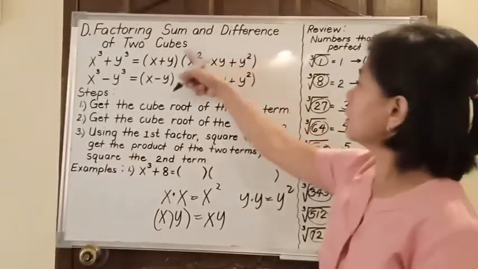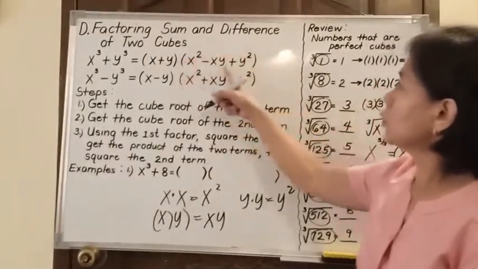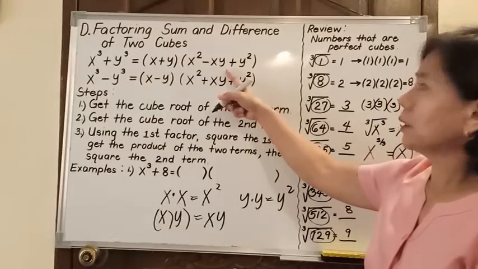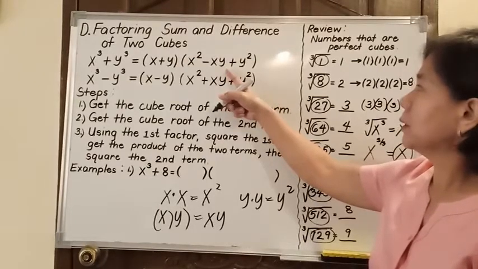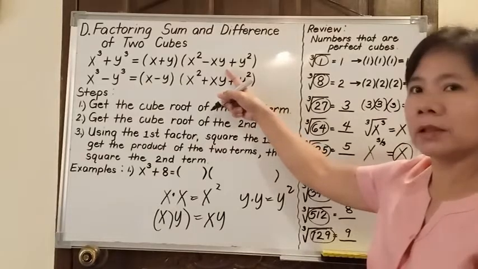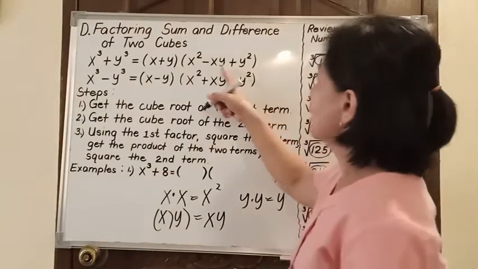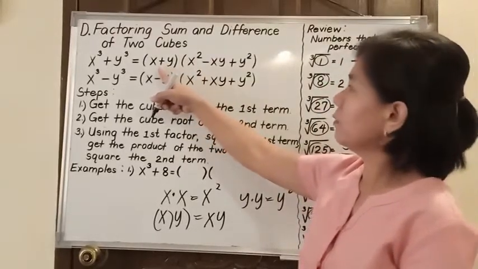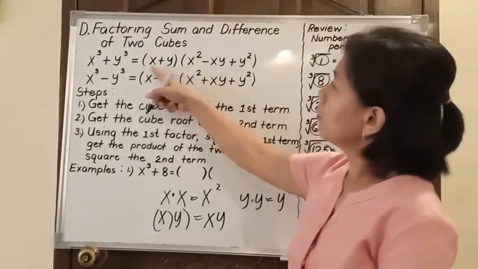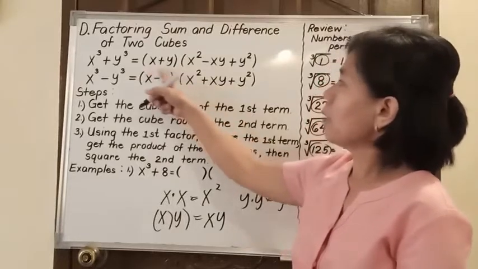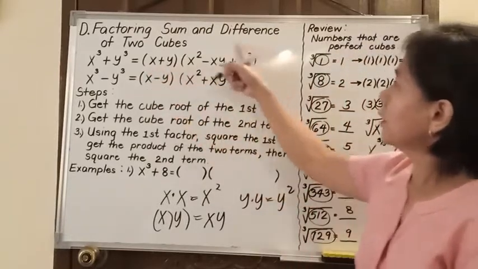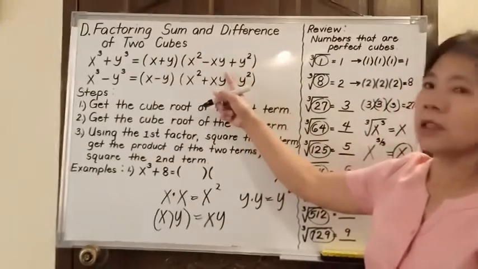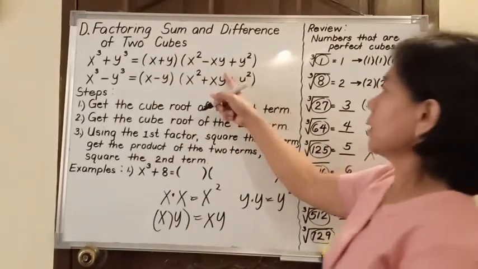Now, for the trinomial, the terms should be in alternating signs. Why? Because of the sum. So, if the given binomial is the sum of the two terms, then the signs of the terms should be in alternating signs.